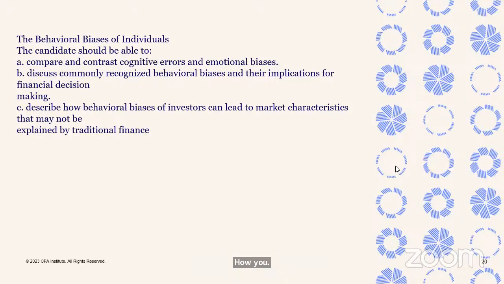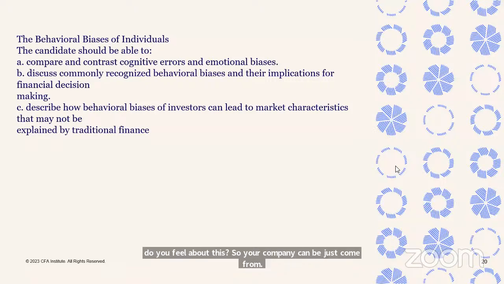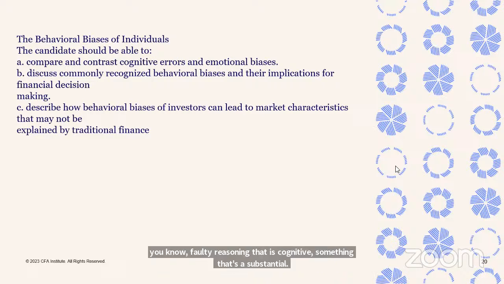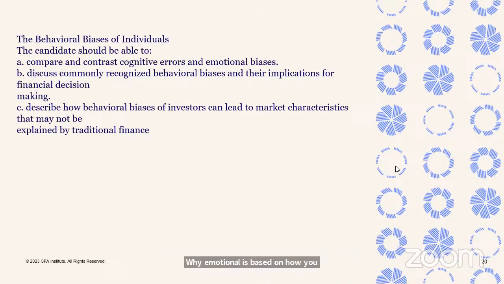So your cognitive error can come from a mistake in the inputs that you have. Maybe you have faulty information processing, or memory errors, you could not recall something properly, or faulty reasoning. That is cognitive, something that is substantive. Emotional is based on how you feel, it is not rational. Maybe your loved ones bequeathed you some shares of stock, and the stock is going up, you should sell. Because of the sentimental value you attach to it, you refuse to sell. That's emotional. It's based on your feeling. It has nothing to do with reality.